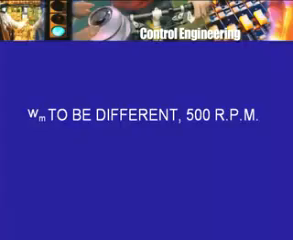And you can go through this exercise, as I told you, as homework. What will happen if Ra changes or it is known inaccurately and the actual armature resistance is 50% more? We thought that it was 1 ohm when we designed the drive, but it is 1.5 ohms. What difference will it make to the speed?